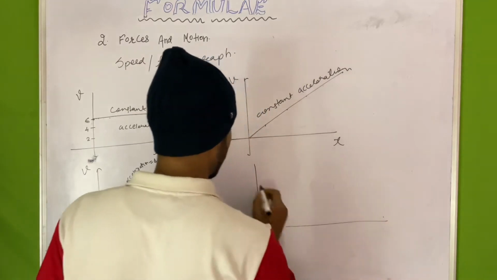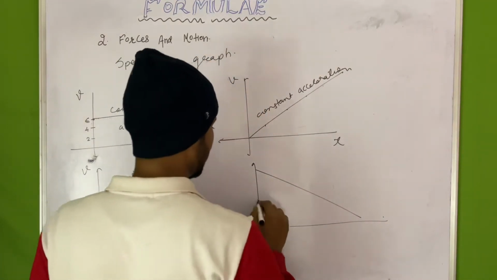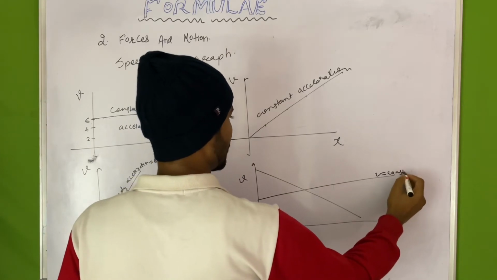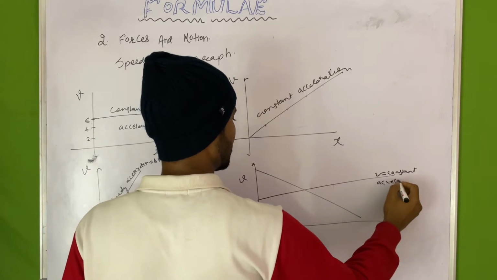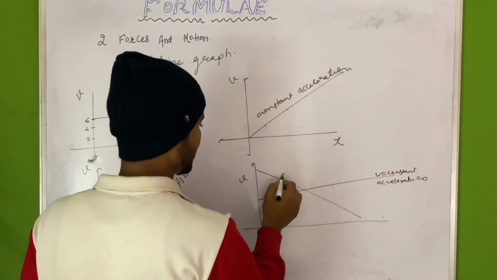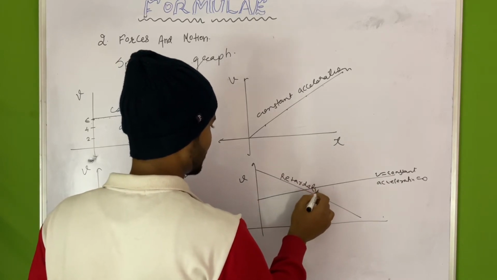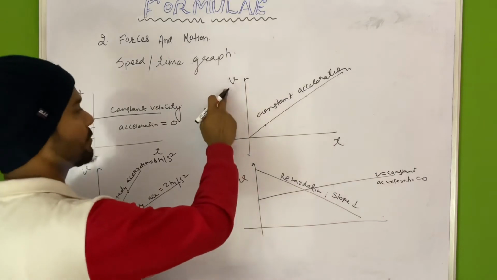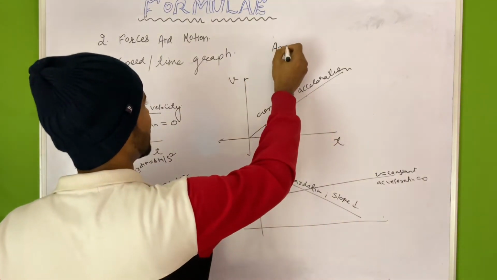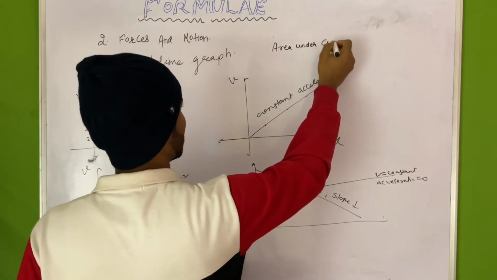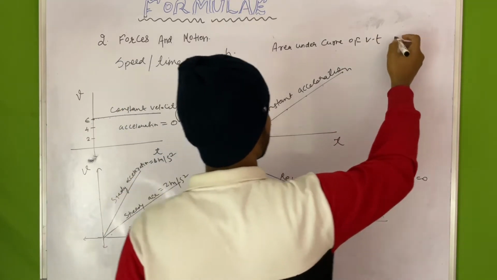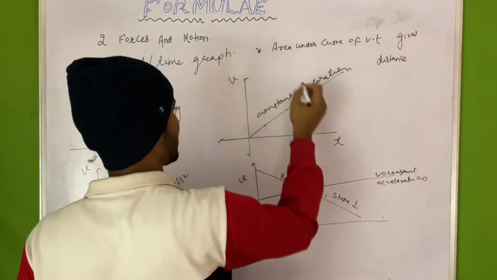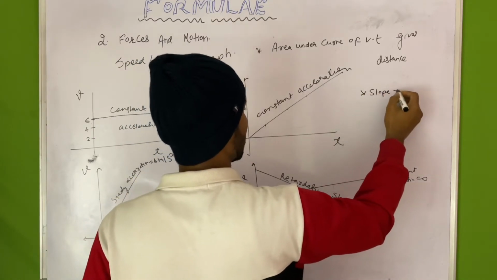Then our diagram number 4. This is for retardation, and this we already know, 0 acceleration. Here velocity is constant, therefore acceleration equals to 0. And this is for retardation. That means slope is decreasing. And one thing, area under curve of VT graph gives distance. And slope gives acceleration. Slope equal to acceleration.